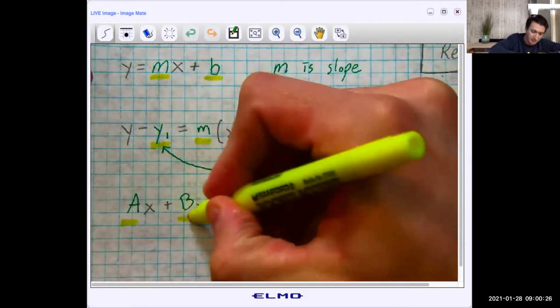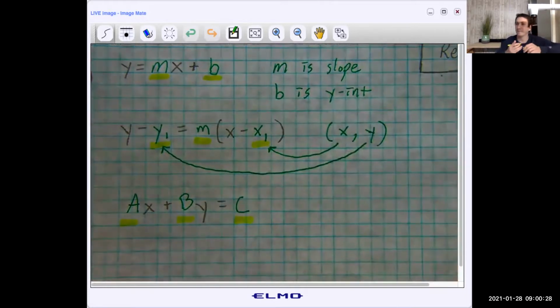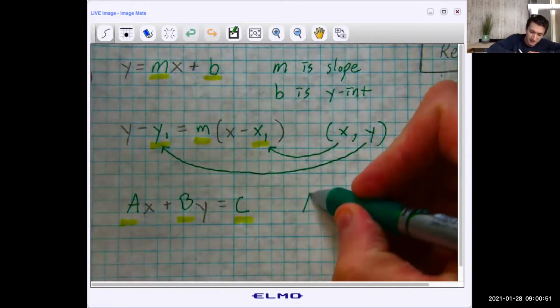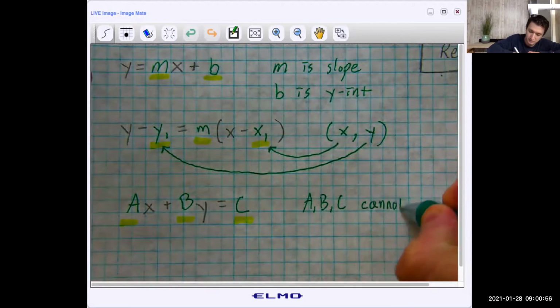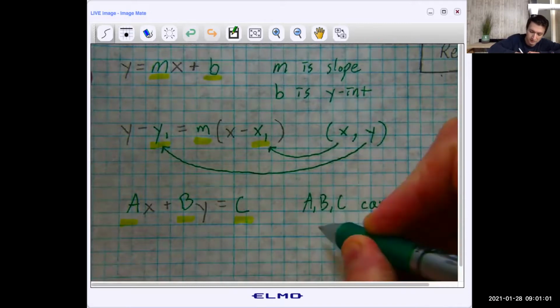And then down here, the A, B, and the C are a little tricky. They come from whatever problem you're dealing with, like in the coin problem, or in some of the other word problems we did. It kind of tells you what the number is that needs to be multiplied out there. But with A, B, and C, they cannot be fractions or decimals.